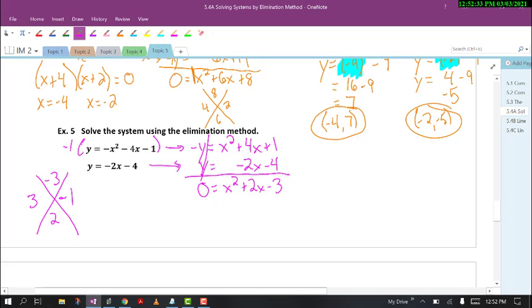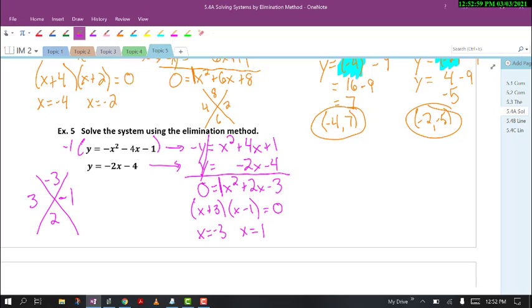And again, the coefficient of x squared is 1. So we can skip right to here. Again, hopefully we can see that if x plus 3 is 0, then x is -3. And if x minus 1 equals 0, x equals 1. Just little equations, one-step equations. Now we need to substitute those back in to find y.